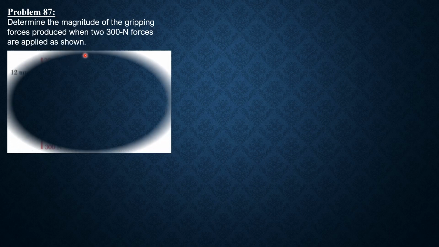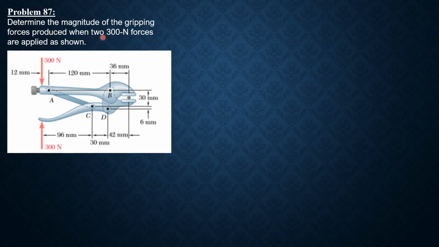So lastly, for this last example, problem 4, or problem 87, on machines, determine the magnitude of the gripping forces produced when the two 300 Newton forces are applied as shown. So when you apply this 300 Newton force, it will have gripping force develop here at this gripping portion of the handle of this mechanism. So we cannot determine it directly, so we only consider this portion first.